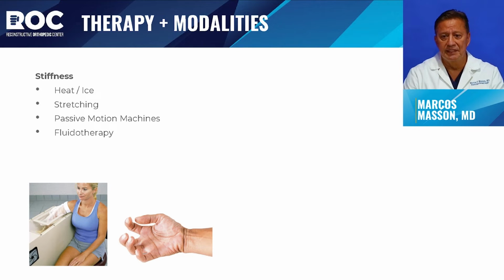Stiffness, on the other hand, can actually be treated with therapy, but also augmented with ice and heat and stretching exercises, passive motion machines that for the hand or shoulder or elbow exist, and the treatment called fluidotherapy, in which active motion can be done in a machine that warms the extremity at the same time.